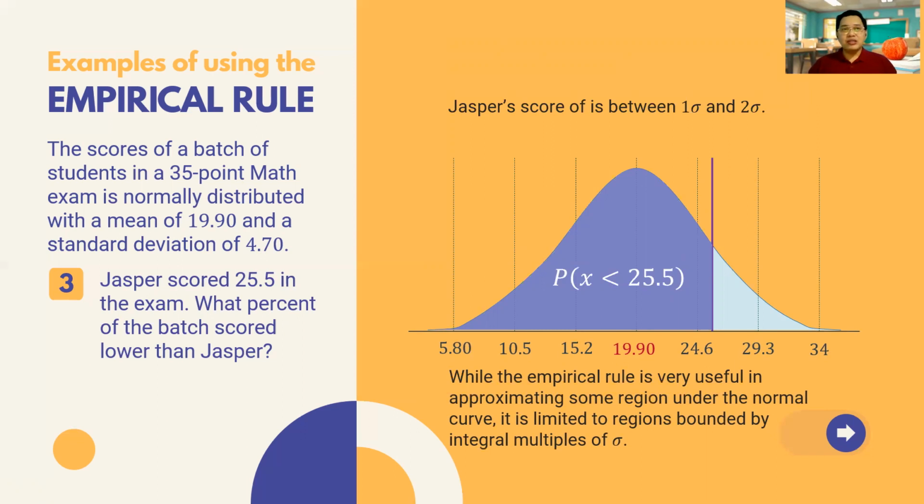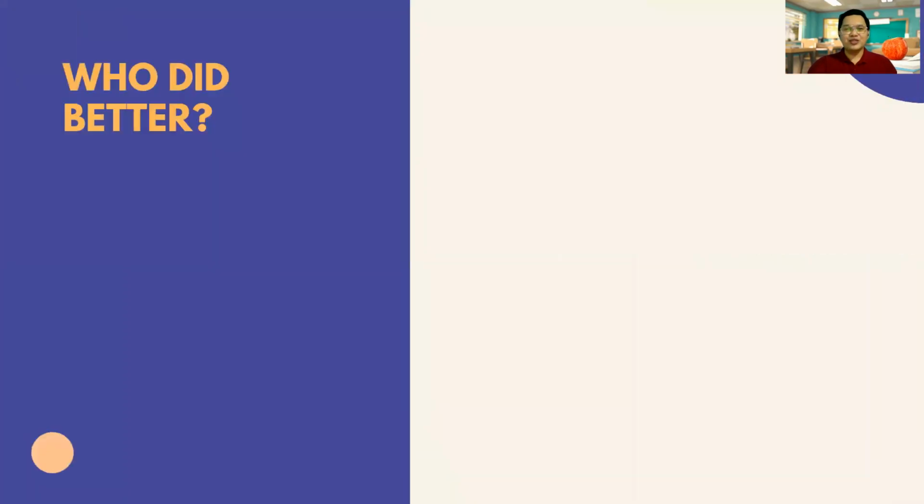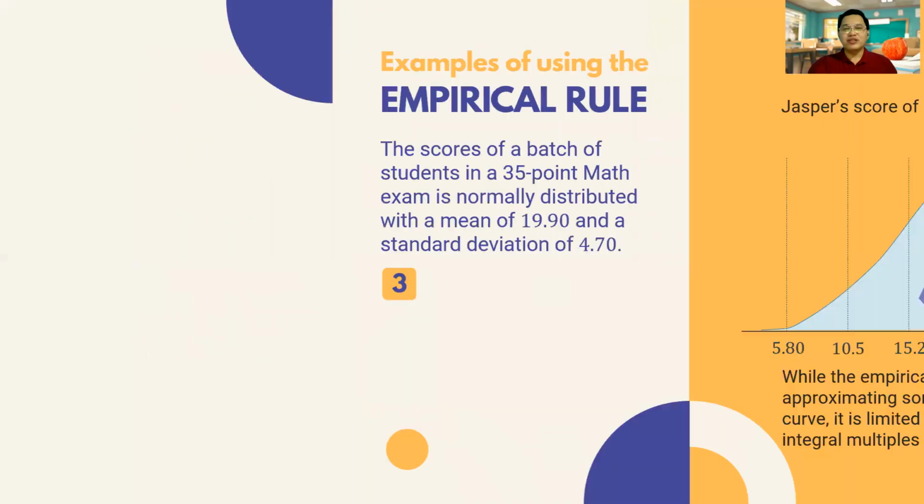So the empirical rule is very helpful, but it can only do so much when we are asked to solve problems where the boundaries of the regions are conveniently placed on integral multiples of the standard deviation. But in this case, we notice that the position of the score that bounds the region that we are after is not at either one or two standard deviations. It's actually somewhere in between those. So the question now is, how do we solve questions such as these? And this is where the idea of standard normal distributions comes in.